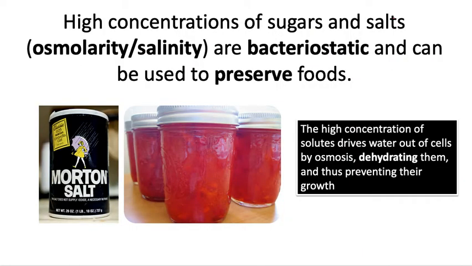Okay, now we have salts and sugars. A high concentration of salt would be salinity. With sugars, we just call that osmolarity. But both salts and sugars can suck the water out of cells, and therefore they are bacteriostatic through dehydration. So salts and sugars, they're bacteriostatic. We use them to preserve foods, and their mode of action is that they dehydrate cells. If cells lose their water, they cannot grow, but they are not dead.